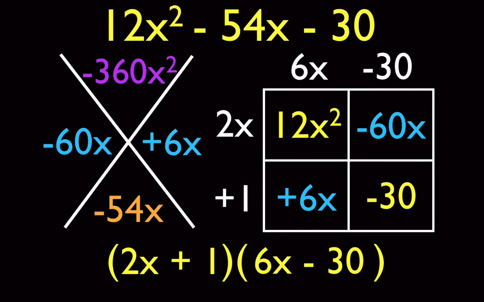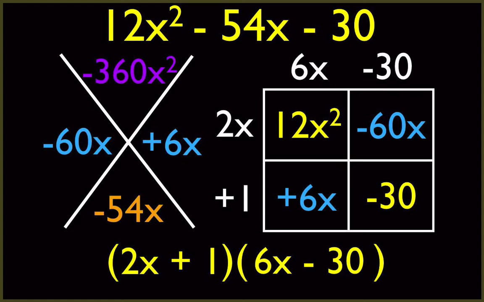Looking again, 2x plus 1 has no common factor, but if I look at the right side again, now I've got a 6 that would again divide into the problem. And that extra 6 is our issue.